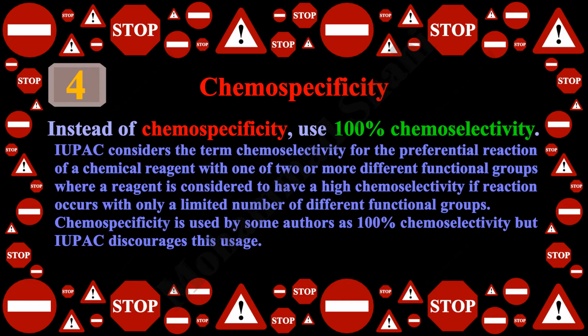Our fourth obsolete term is chemospecificity. IUPAC considers the term chemoselectivity for the preferential reaction of a chemical reagent with one of two or more different functional groups, where a reagent is considered to have a high chemoselectivity if reaction occurs with only a limited number of different functional groups. Chemospecificity is used by some authors as 100% chemoselectivity, but IUPAC discourages this usage.